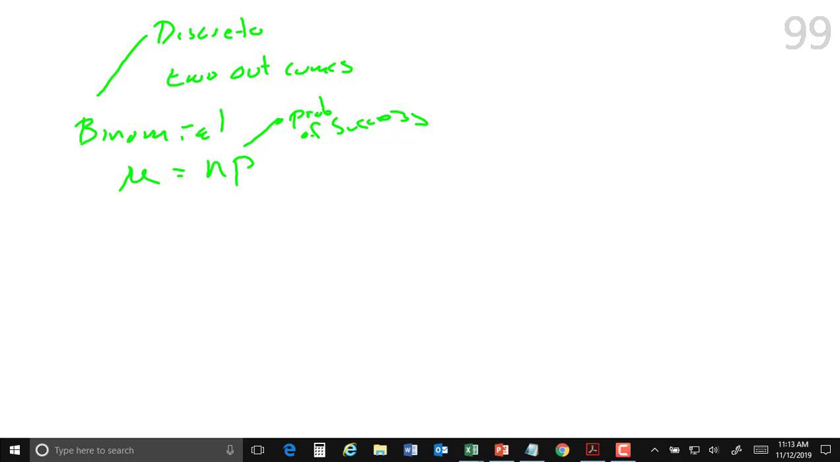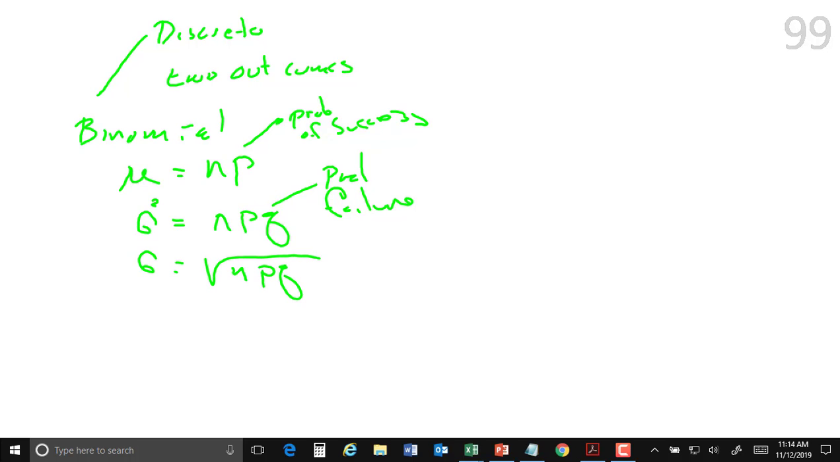And then we have the variance, or sigma squared, which is going to be equal to npq, where q is the probability of a failure. Or you can just as well do the deviation by taking the square root of npq. So for the binomial, it's np and the square root of npq, because it's not going to be given to us that way.